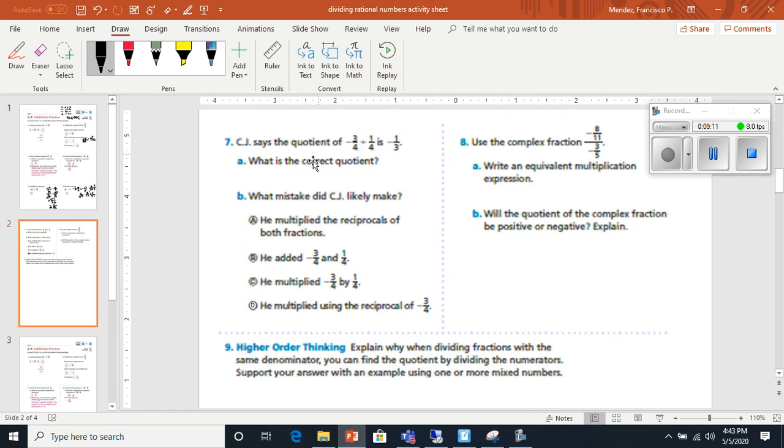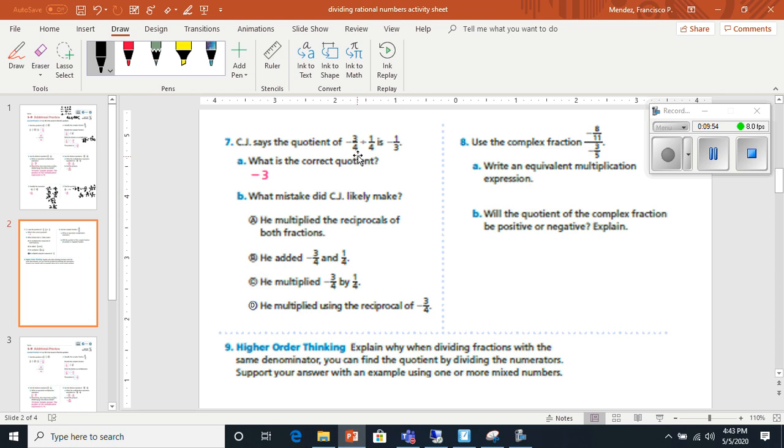All right, number 7 says, CJ says the quotient of negative 3/4 divided by 1/4 is 1/3. What is the correct quotient? Well, we realize he should have swapped this number upside down, the inverse, and that would have given him 4 over 1. We had a 4 on the top and 4 on the bottom, so they can be reduced out by dividing 4 into both of them, turning them into 1. So this becomes 1 over 1. And now we have 3 times 1, which is 3, over 1 times 1. That's not going to be 1 over 3. That's actually going to be negative 3.